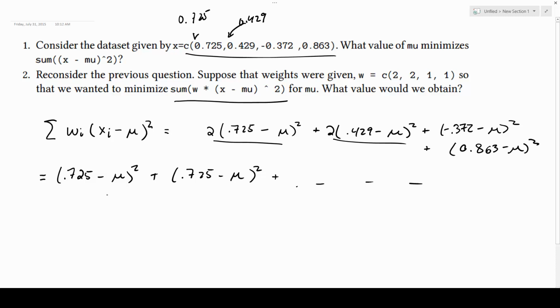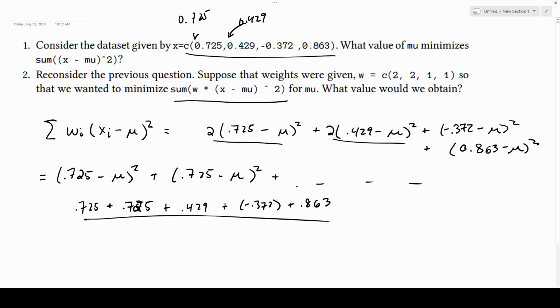The answer would be 0.725 plus 0.725, because remember the solution is the arithmetic mean. So it would just be the arithmetic mean of the vector with those 2 data points repeated twice, plus 0.429 plus negative 0.372 plus 0.863. All over now 1, 2, oh, and I forgot the whole point, this extra 0.429 there. 0.429 plus 0.429, okay? So that's 1, 2, 3, 4, 5, 6 data points. Notice the original data set only had 4 data points, but we've repeated those twice. So that's 6 divided by 6.